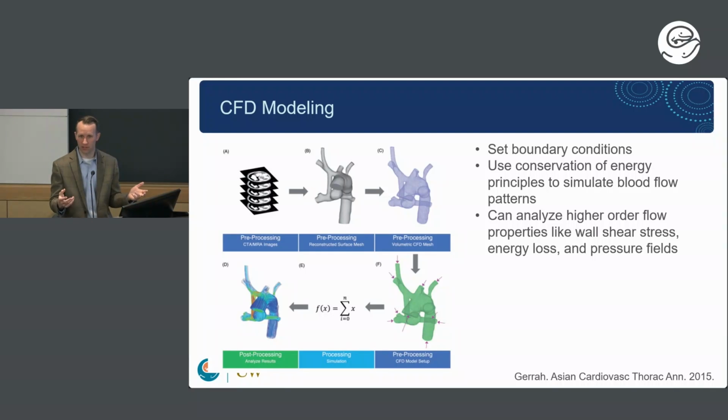That's how people have done surgical simulations of the best way to baffle things, or the best way to put in a Fontan conduit so that you get the best flow to both lungs. You can really analyze a lot of higher order flow properties that the UW engineering team is looking into, like wall shear stress, energy loss, and pressure field, so lots of things that are more than just how much flow is going to this lung or the other lung.